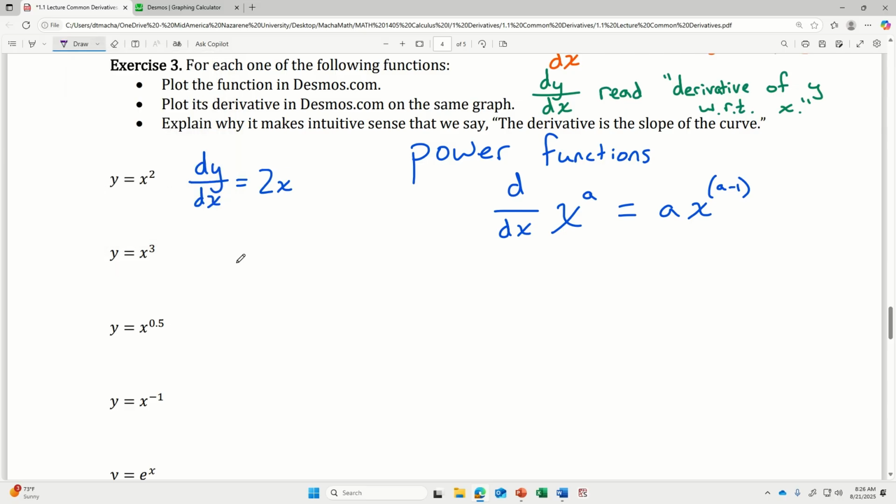All right, so the next one. What would be the derivative of this function? Three x raised to the power what? 2. And again, then I would say if y is equal to x cubed, then the derivative of y with respect to x is 3x squared. That's how I read that out loud. So let's plot that on Desmos.